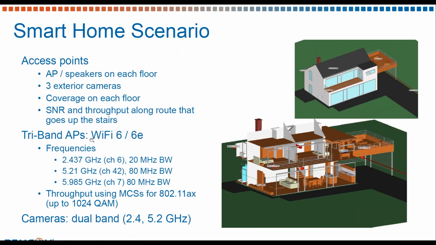So the access points themselves are operating on Wi-Fi 6, 6E, and they are tri-band access points. So those will operate at 2.4 gigahertz, 5.2 gigahertz, and roughly 6 gigahertz, at 20 or 80 megahertz respectively in bandwidth. And then the throughput is using the modulation and coding scheme for 802.11 AX. As for the cameras, those are dual band operating at 2.4 and 5.2 gigahertz.